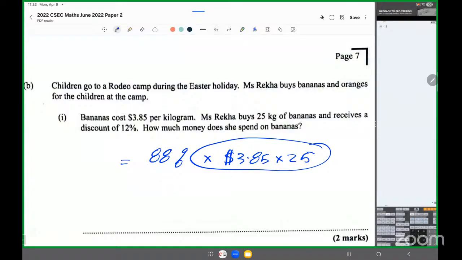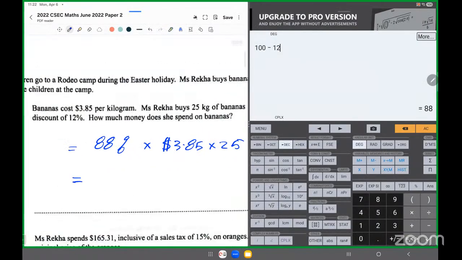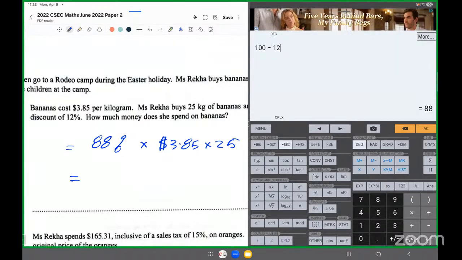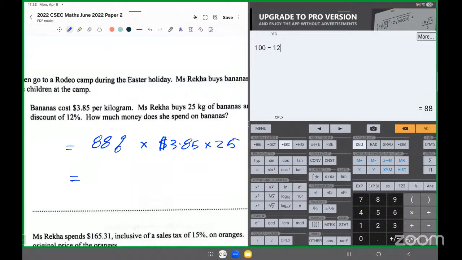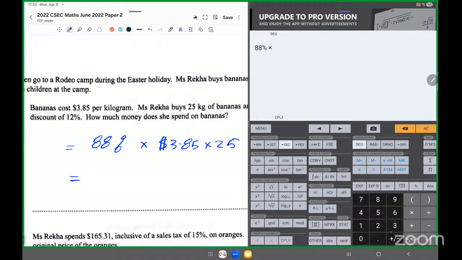So we can do this in one calculation. We have to be efficient in our work. Some people calculate the 12% first and then subtract it, but that is a waste of time. You have to understand, if you take off 12%, you're left with 88%. If she was paying 12% more, she would have been paying 112%. You have to understand these simple percentage calculations. So it's 88%. If you want, you could put 88 over 100 times 3.85 times 25.